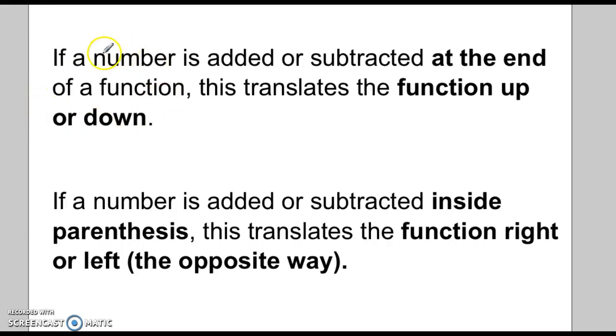Okay, so important information to jot down. If a number is added or subtracted at the end of a function, this translates the function up or down. So it's going to say minus 3 or plus 4, and you'll know to shift the function up or down. If a number is added or subtracted inside parentheses, this translates the function right or left, only it goes the opposite way. What that means is if you see parentheses, the function needs to be shifted to the right or to the left, and it'll be opposite of what you're thinking. So if it's negative, it's actually going to go to the right, and if it's positive, it's actually going to go to the left, which will all make more sense when we get to examples.